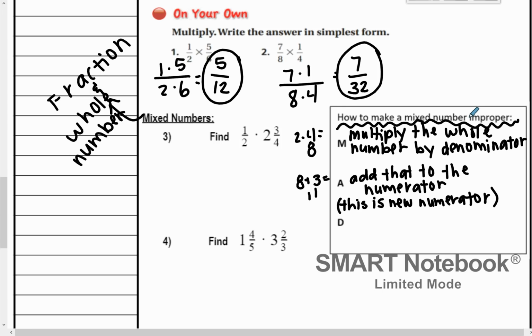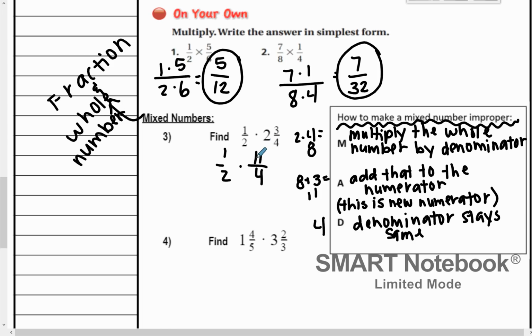Last but not least, we have that D. The denominator stays the same. So that bottom number stays the same. That bottom number in 2 3/4 is 4. So we have 2 times 4, which is 8, plus 3, which is 11. This becomes 11. Bottom number stays the same, fourths. Then we have times 1/2. We then multiply just as normal.